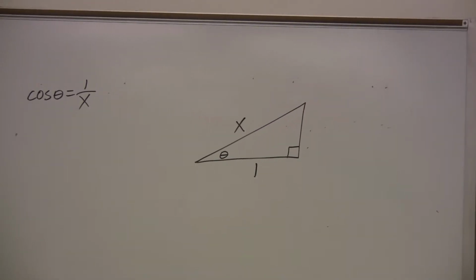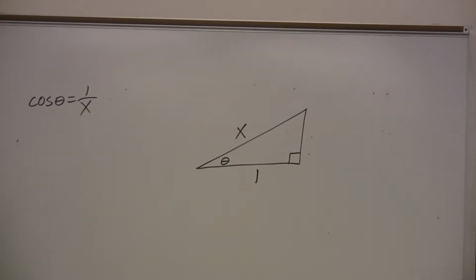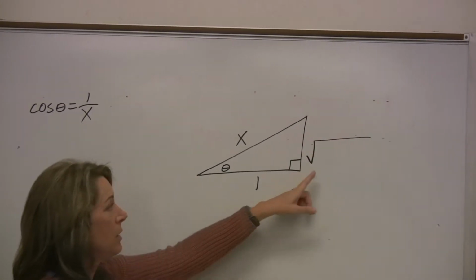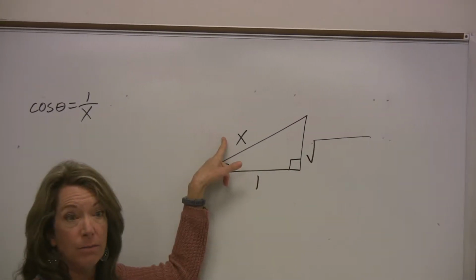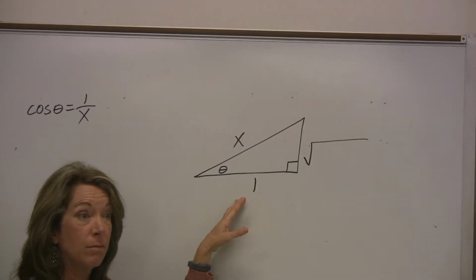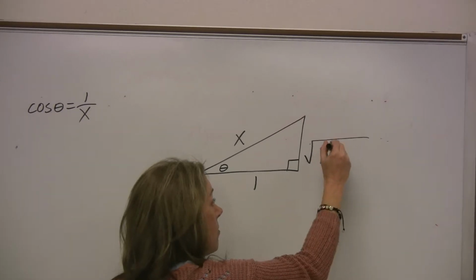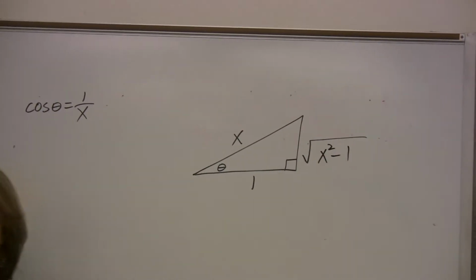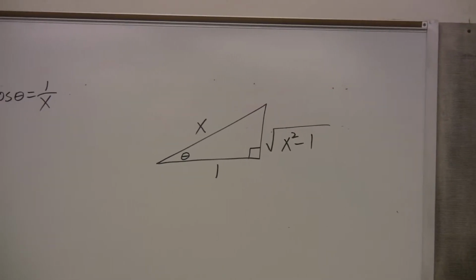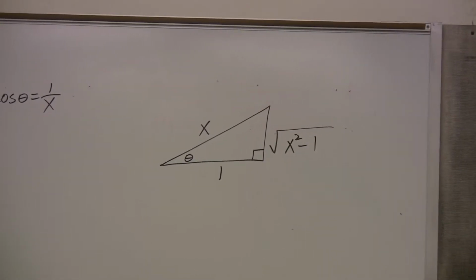And then if we use the Pythagorean theorem again, a lot of times it's easier to do it in your head. If this squared plus this squared equals that one squared, we'll take x squared minus 1 to get the other side. X squared minus 1. If you need to write out the whole Pythagorean theorem, you'll get that same answer. Notice that that radical matches this one.